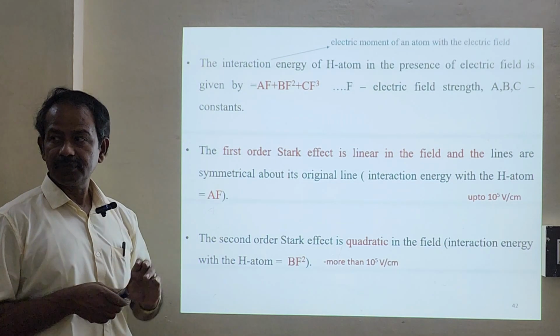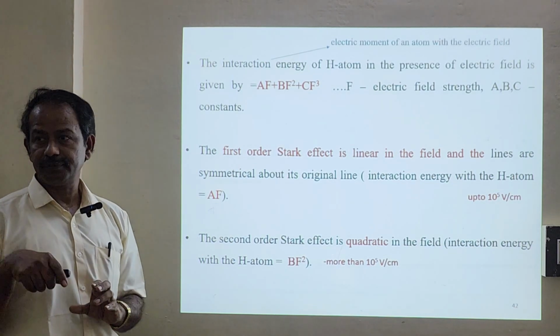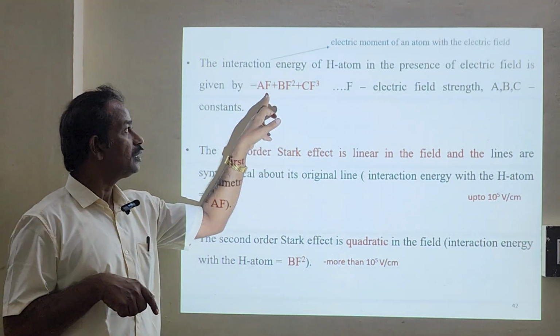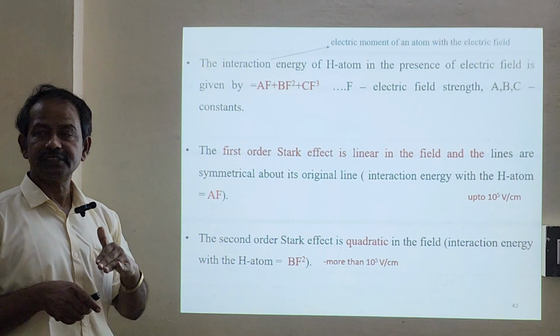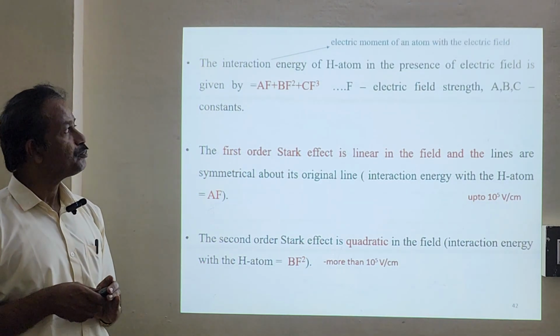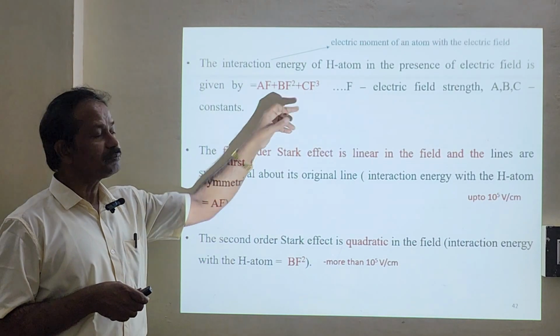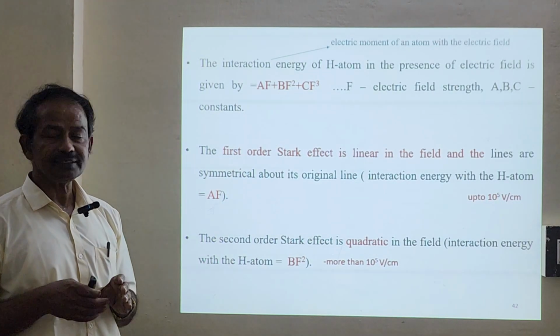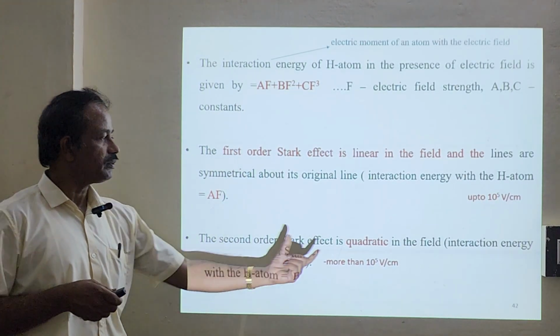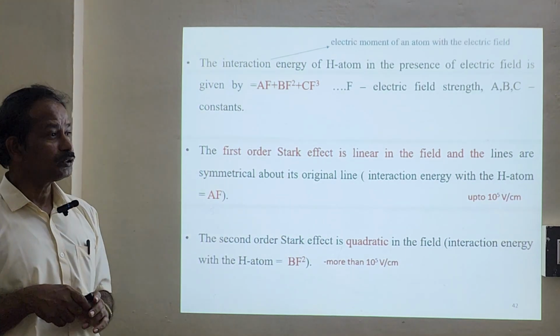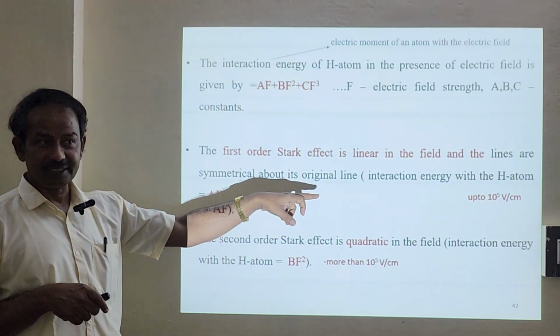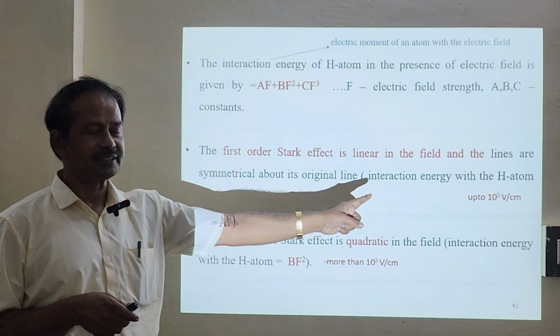Look at the first term, AF. Suppose in the absence of other terms, the first term AF is a linear effect. And if you include the other terms, that will give us the non-linear effect, which we call the quadratic effect. And of course it depends on the electric field strength also.